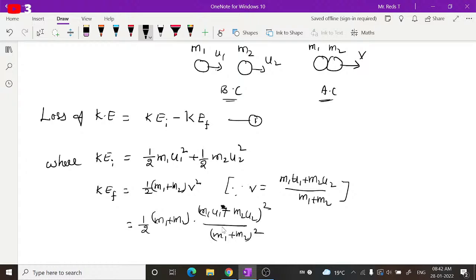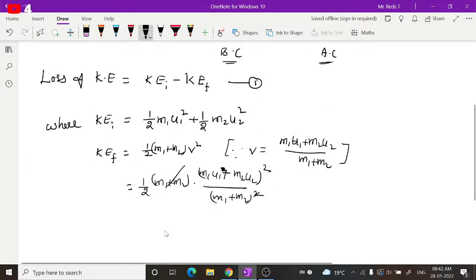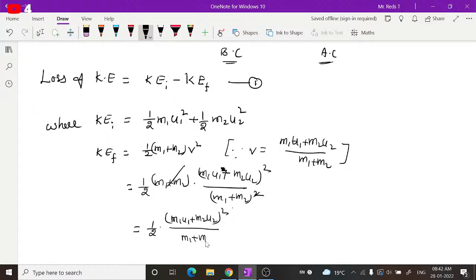Here one m1 plus m2 gets cancelled, then you will get the final kinetic energy equal to half into m1 u1 plus m2 u2 whole square divided by m1 plus m2. Oh sorry, only one m1 plus m2 will be there, right? This whole square by this is the final kinetic energy.